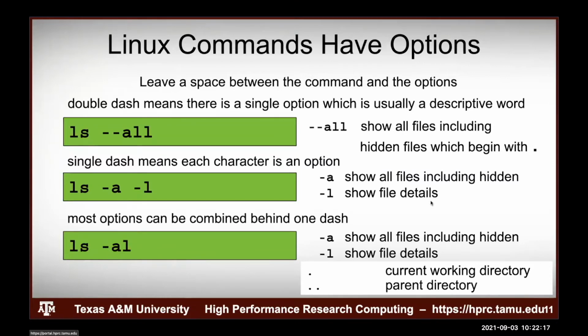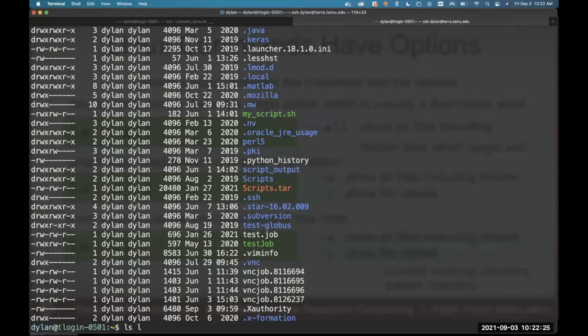Now, most options can be combined behind one dash. That just saves a lot of time. So ls -a -l is the same as ls -al. Again, the big thing that we're looking at here is this single dash. The single dash is saying every character is an option, whereas the double dash says everything here is one option. So this would interpret "al" as one option. I don't think "al" is an option, so it would throw an error. But the single dash means every character is an option.